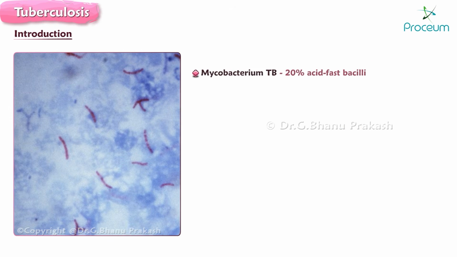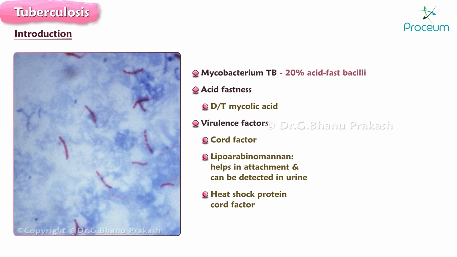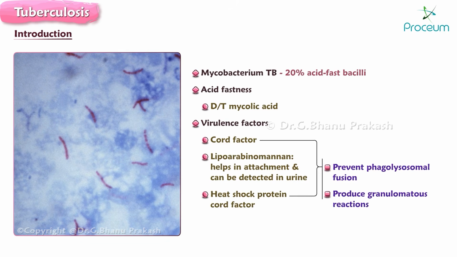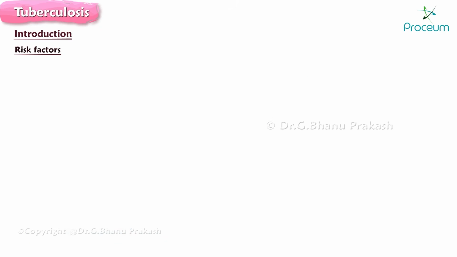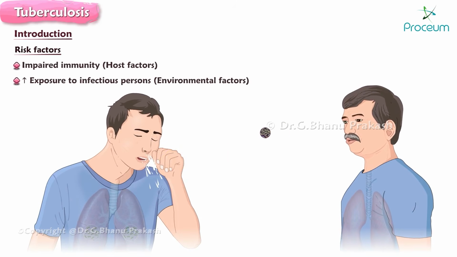Mycobacterium tuberculosis is an acid-fast bacillus, owing its acid fastness to mycolic acid. Virulence factors of Mycobacterium tuberculosis are cord factor, lipoarabinomannan, which helps in attachment and can be detected in urine, and heat shock protein. These factors aid in its virulence by preventing phagolysosomal fusion and help Mycobacterium tuberculosis to produce granulomatous reactions. Risk factors for tuberculosis may be divided as follows: impaired immunity, host factors, increased exposure to infectious persons, and environmental factors.